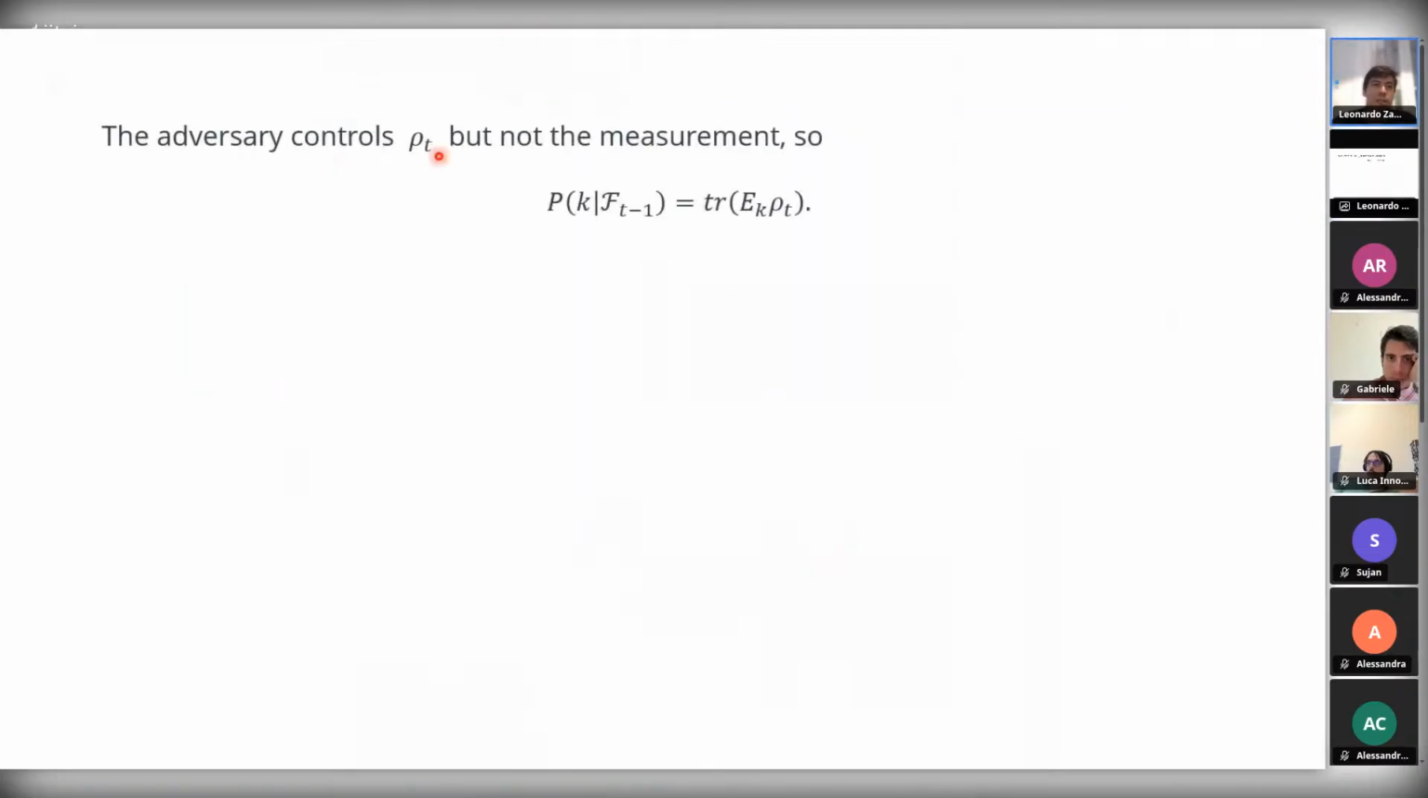Okay, so yes, the adversary can choose the state, but the assumption we make is that our measurements are perfect. So once the particle enters our measurement device, the adversary cannot control the randomness of the measurement beyond Born's rule. So the outcome probabilities depend on the previous history, but only through the quantum state.